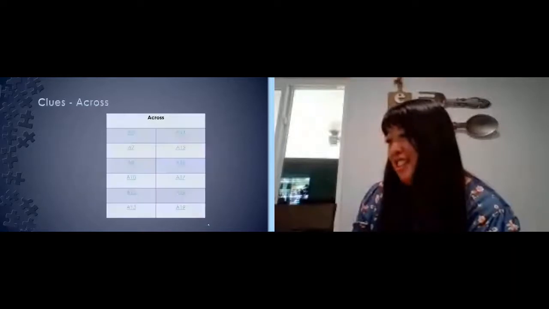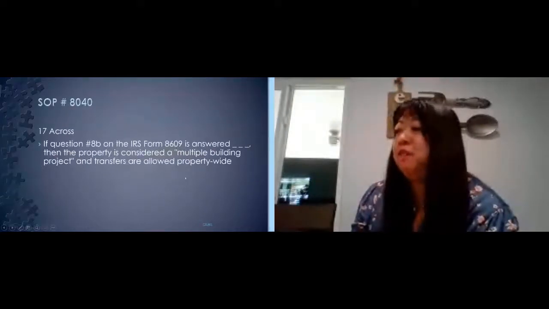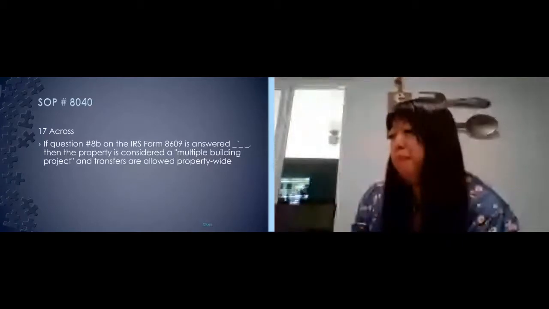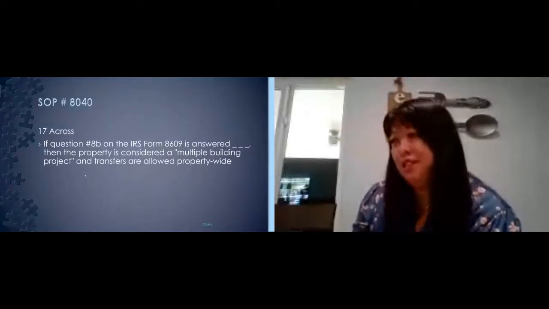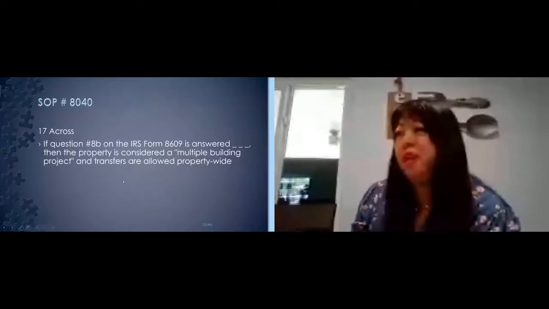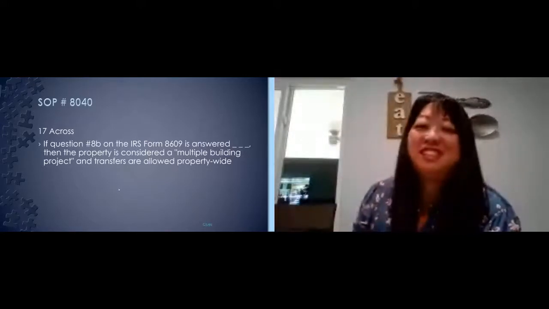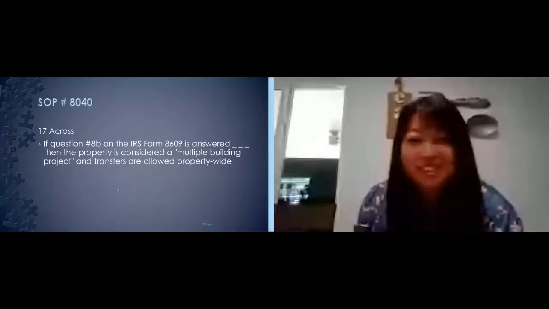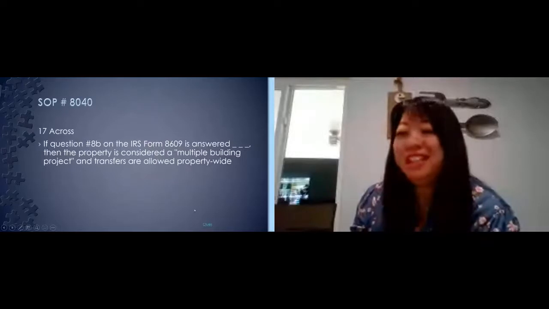Okay, moving on to the next clue, 17 across. If question number 8B on the IRS form 8609 is answered blank here, then the property is considered a multiple building project and transfers are allowed property-wide. This is found in SOP 8040. And I think all the analysts know this answer. 3-letter word should be pretty easy.